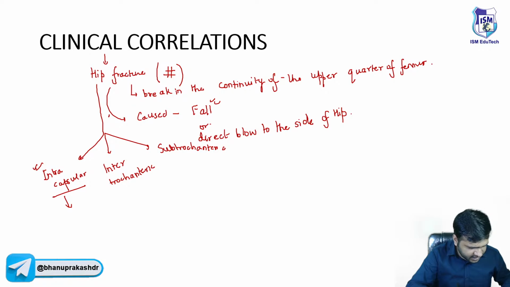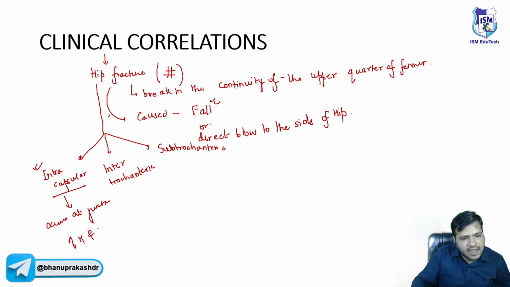Yes, it is in the neck. Very good, beta. So obviously it is an intracapsular fracture, so it occurs at the junction of the head and neck part, within the articular capsule.